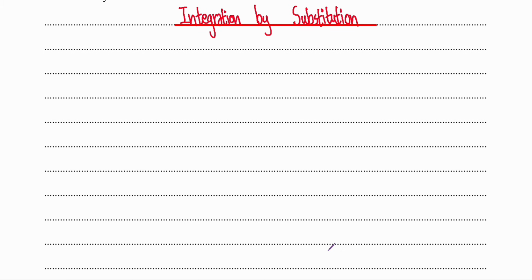Okay, let's talk about integration by substitution. You can think of this as the reverse chain rule. So it isn't really, because remember, integration is just the opposite of differentiation. So everything is just reverse.